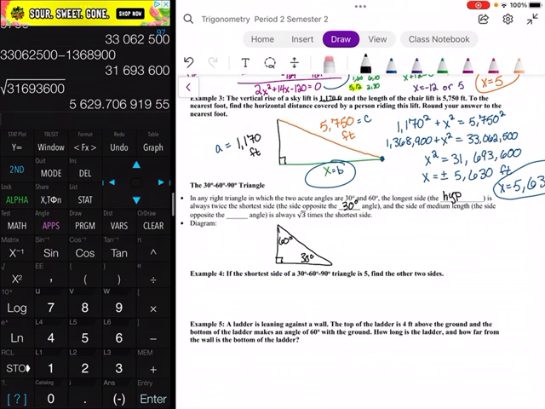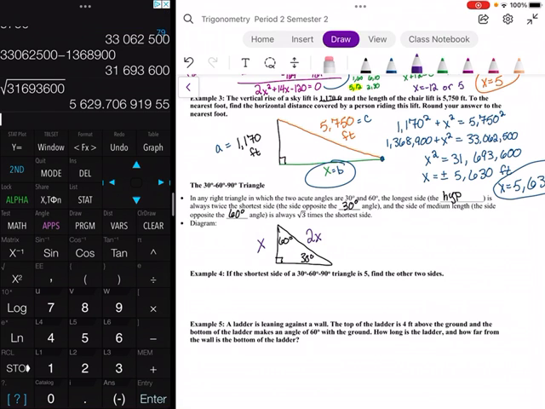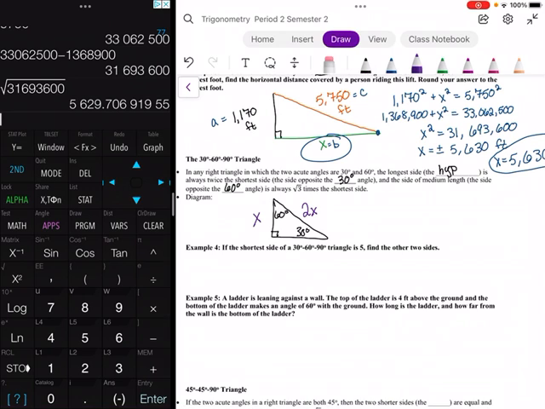And the side of medium length, the side opposite of the 60-degree angle, is always square root of 3 times the shortest side. So in this one, our shortest side is across from 30. That's going to be x. The hypotenuse is always going to be 2 times that length. And then the medium sized side is going to be the square root of 3 times x, or x square root of 3. And we can use these to help us solve for missing side lengths of a 30, 60, 90 triangle.